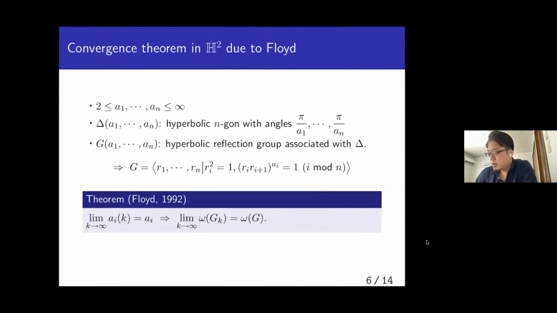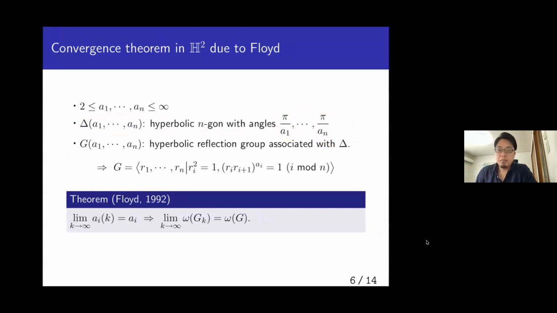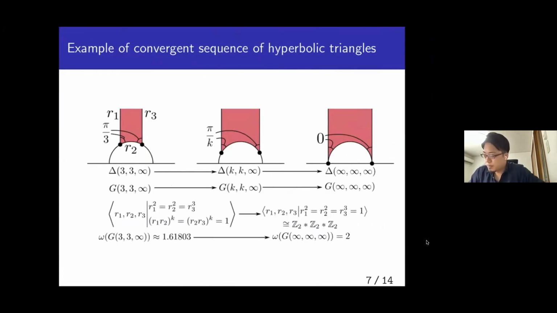So I would like to explain the motivation of this talk, which comes from the convergence theorem in H2 due to Freud. Let A1, ..., AN be integers greater than or equal to 2, and we allow that A1 equals infinity or AN equals infinity. Let us denote by Delta(A1, ..., AN) the hyperbolic n-gon with interior angles pi over A1, ..., pi over AN. So this is the schematic figure.